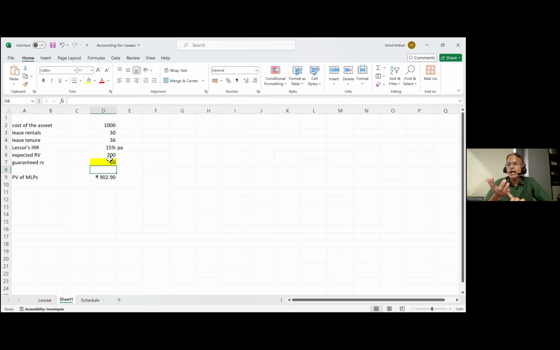and the role of unguaranteed residual value, which is captured while computing IRR, and the role of guaranteed residual value, which is captured while computing PV of MLP. So PV is computed using IRR. IRR in turn depends on estimated residual value or expected residual value. We use that IRR for computing PV of MLPs, which inherently includes guaranteed residual value as well. That's the algorithm for classifying a lease as financial lease versus operating lease from the lessor's perspective.